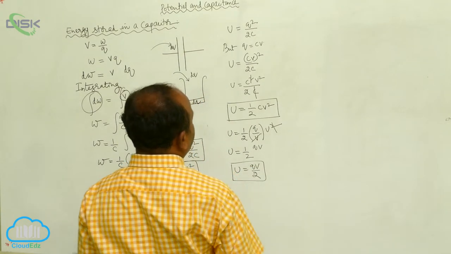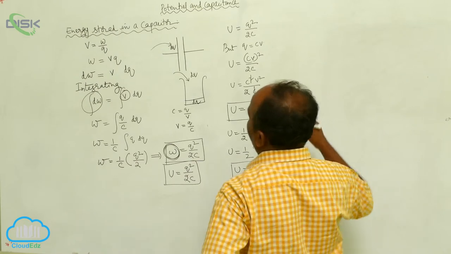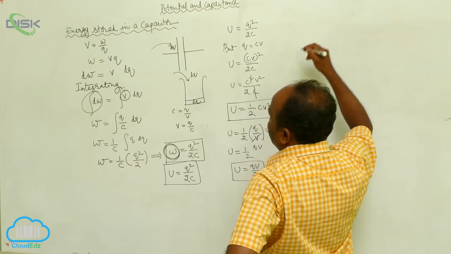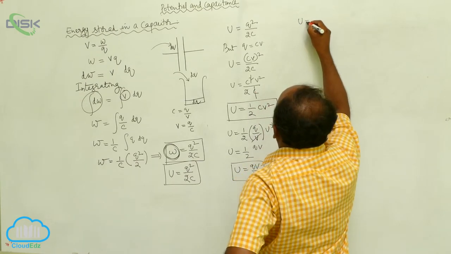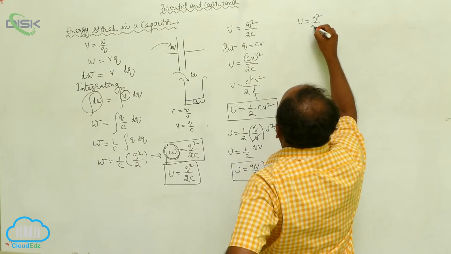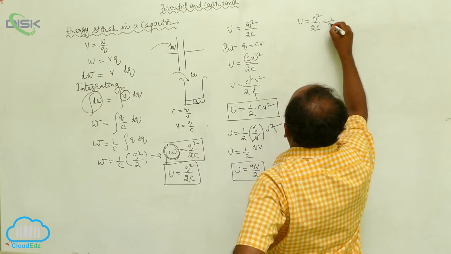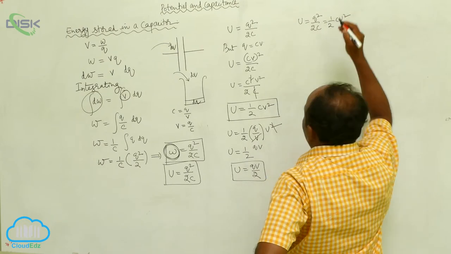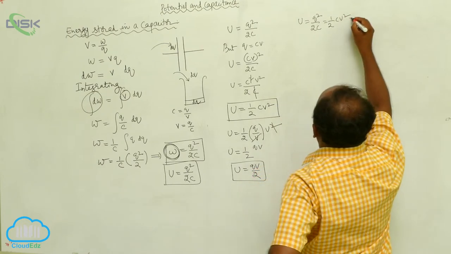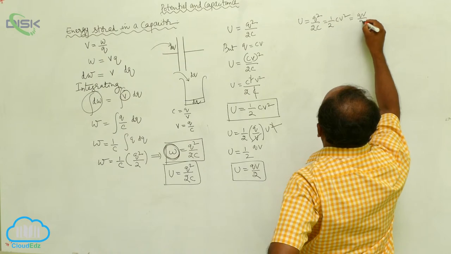Therefore, what are the formulae for potential energy stored in a capacitor? U is equal to Q square by 2C, that is equal to half CV square, and that is equal to QV by 2.